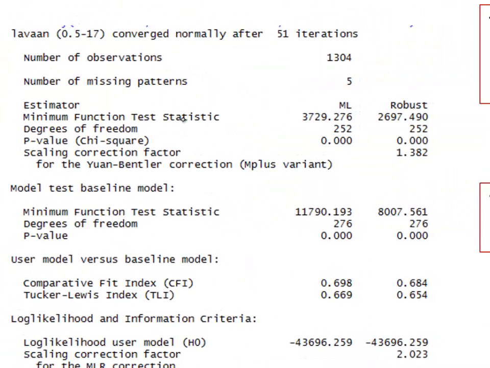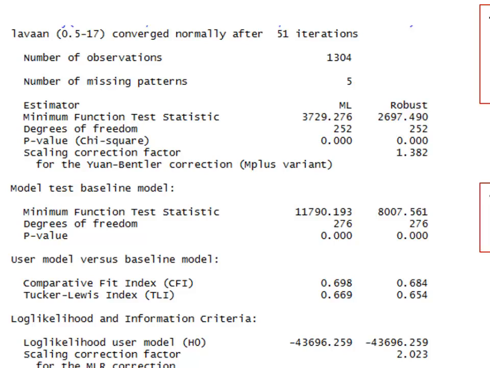So our null hypothesis is that our model fits as well as the saturated model. Our alternative hypothesis is that's not true. Our test statistic is 2,697.490. So here's the thing about chi-squares. Just a rough idea: the distribution of a chi-square is this odd, skewed-looking thing. The mean of a chi-square should be equal to the number of degrees of freedom.